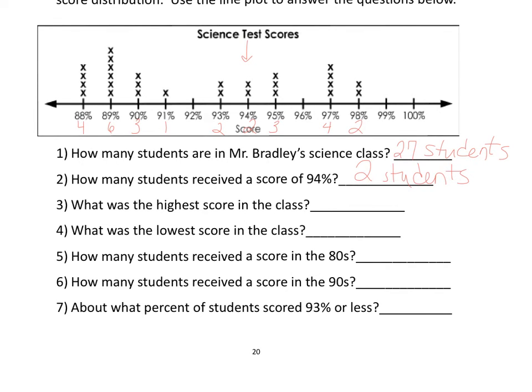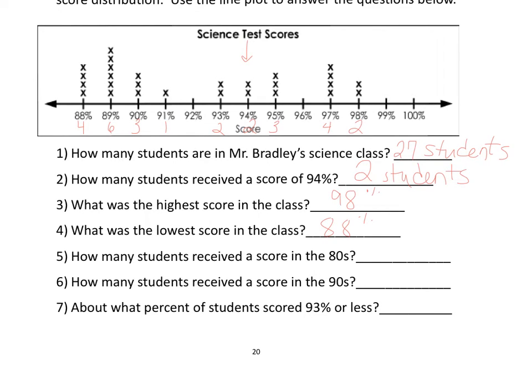Number 3 says, what was the highest score in the class? The highest score would be a 98%, because that's the highest number that has an X above it. What was the lowest score of the class? The lowest score would be 88%, because that's the smallest number that has an X above it.